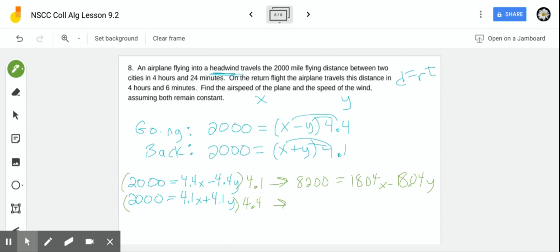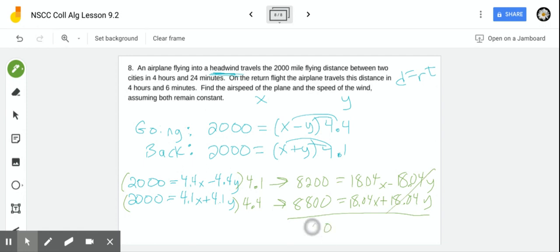And then we're going to multiply here. So 2,000 times 4.4 is 8,800. Sorry, 8,800. You got the idea. And 18.04x plus 18.04y. All right, the y's are going to eliminate.